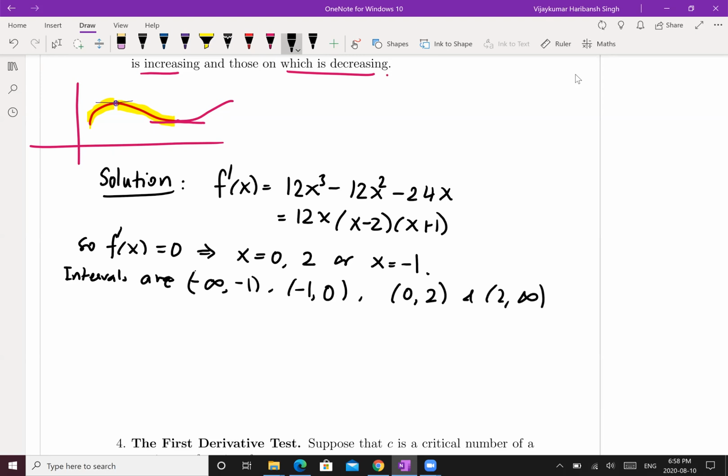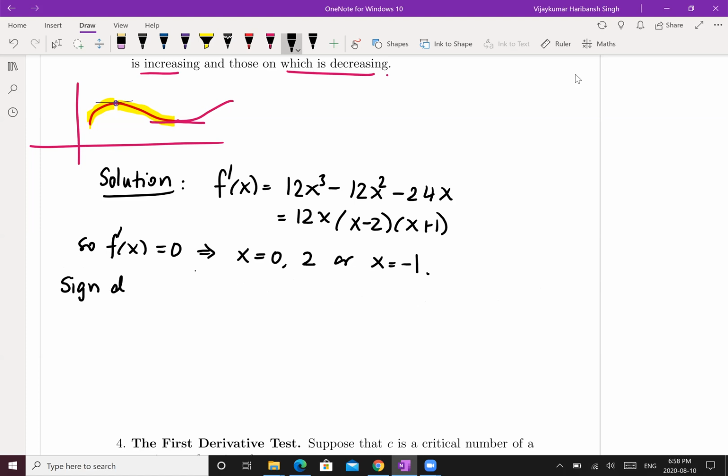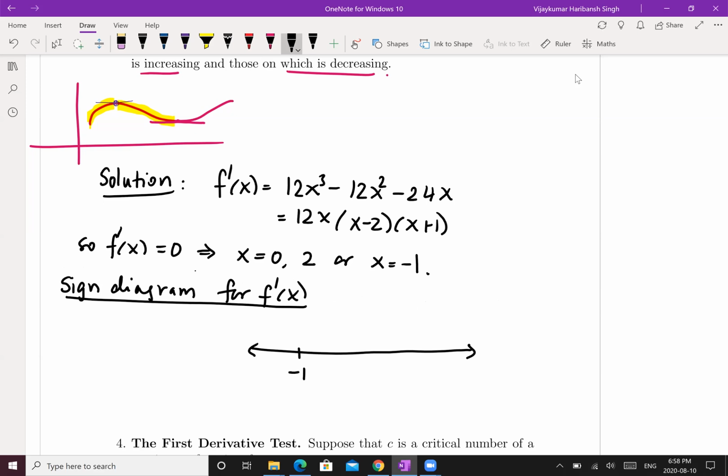So now what we want to do is see the sign of the derivative, whether the derivative is positive or negative. For that, we'll do what is called a sign diagram for f prime x. In the sign diagram, we draw a straight line like this, the real number line. We mark the points where the derivative became 0. The derivative became 0 at minus 1, 0, and 2.